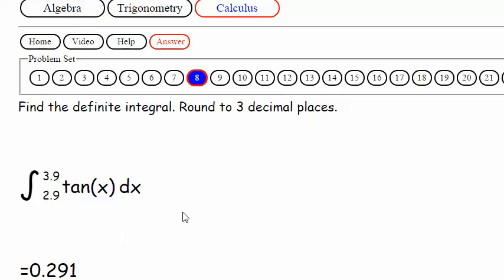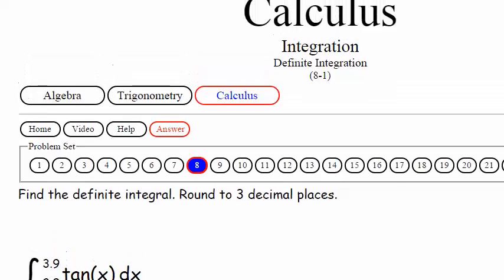Yeah, that's it. So you've got to remember what the integral of tan x is. It's pretty important.